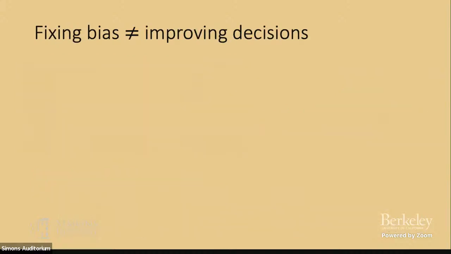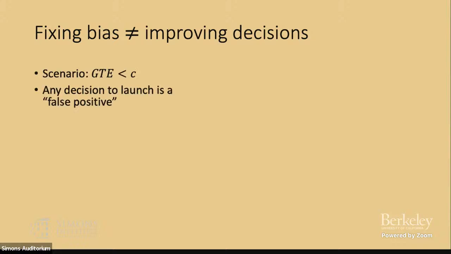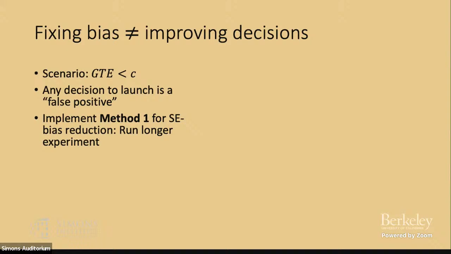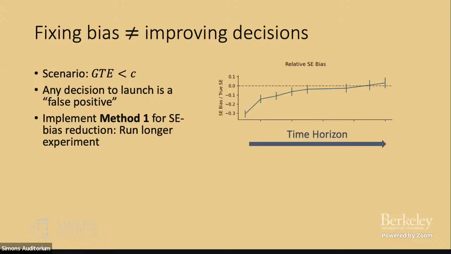It turns out that fixing these biases doesn't necessarily equate to improving the decisions that you're making. So we'll start with this first method of reducing the standard error, where you just run a longer experiment. If you run a longer experiment, you can see as you increase the time horizon, then your standard error bias is decreasing, which is good.